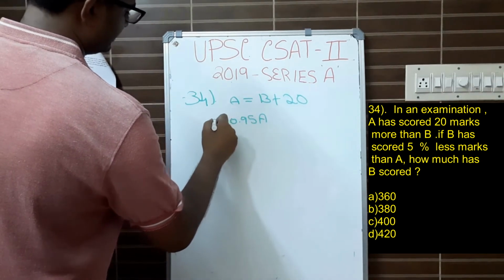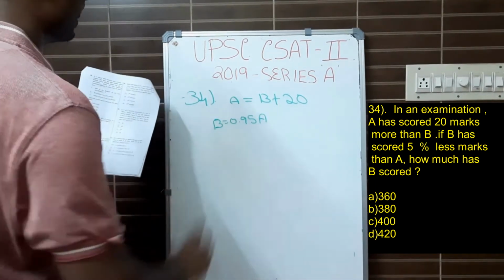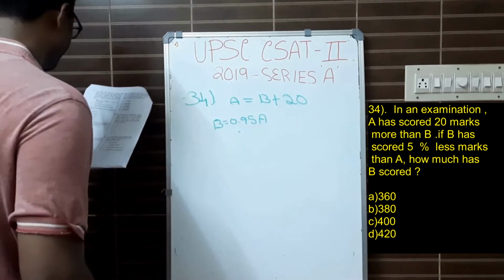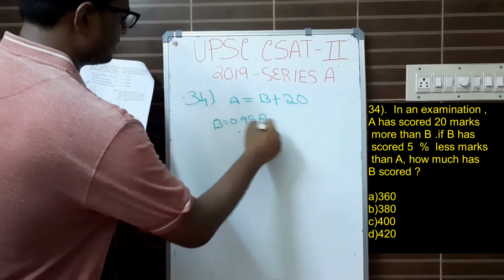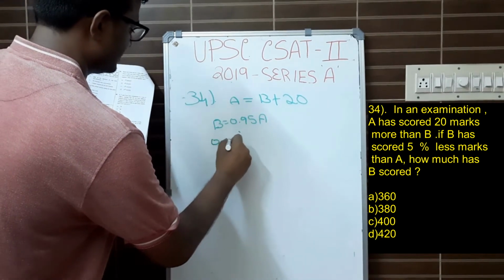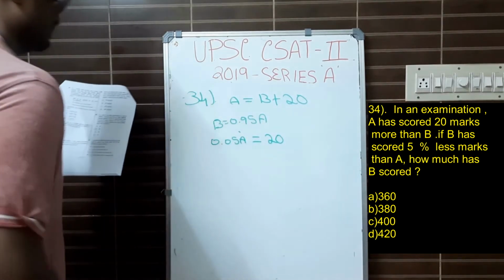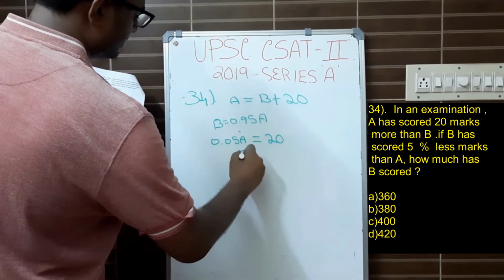So where is this 0.05? Ideally, he's lacking 0.05. If he had that, then B would be equal to A. So this 5%, this 0.05 we are talking about, 0.05A is the 20 marks. So from this we are able to calculate A's score.